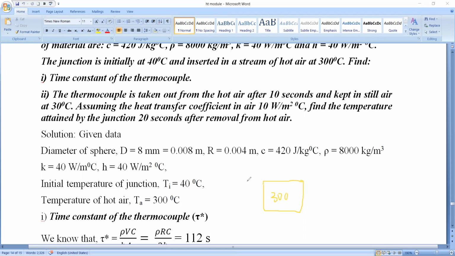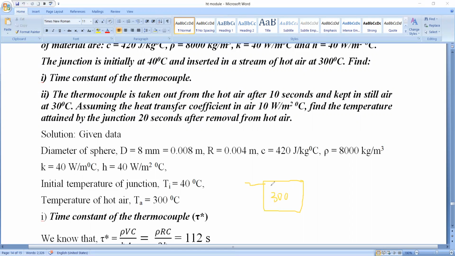Now initially the thermocouple junction, which is initially at 40 degrees centigrade, is suddenly exposed to the hot air, which is at 300 degrees centigrade, for the period of 10 seconds.